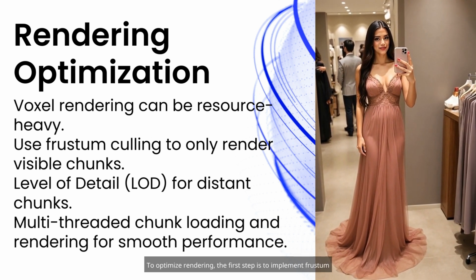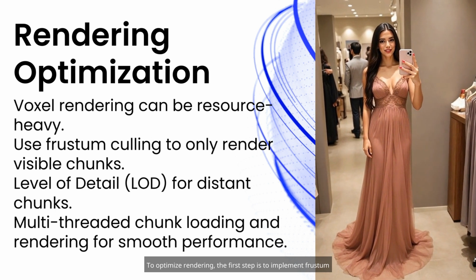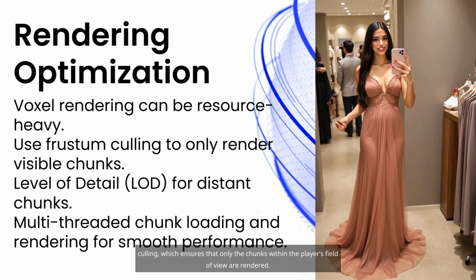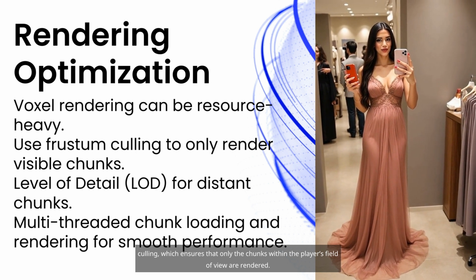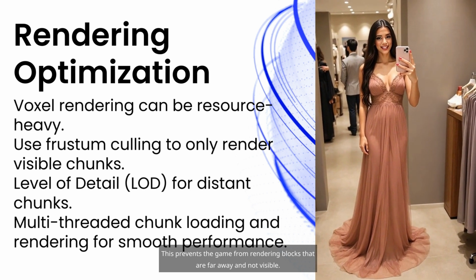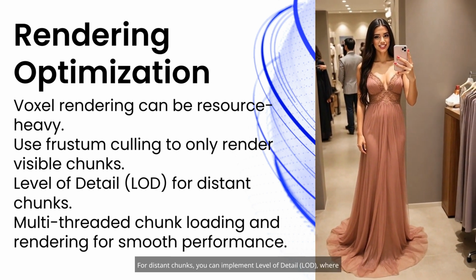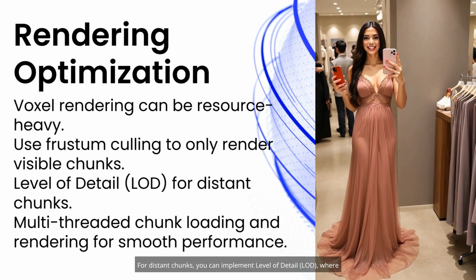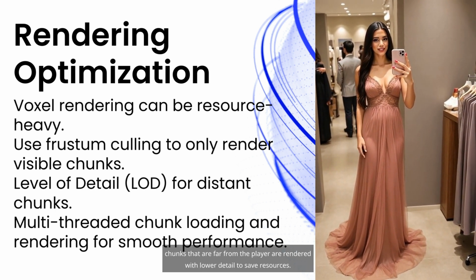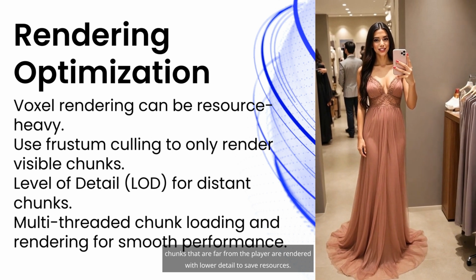Rendering is a complex and resource-intensive process in a Minecraft-like game, especially with a large number of voxels. To optimize rendering, the first step is to implement frustum culling, which ensures that only the chunks within the player's field of view are rendered. This prevents the game from rendering blocks that are far away and not visible. For distant chunks, you can implement level of detail, LOD, where chunks that are far from the player are rendered with lower detail to save resources.